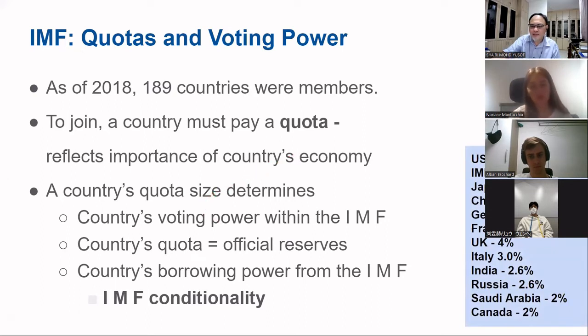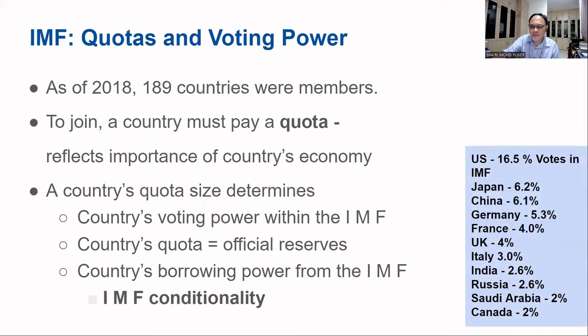So this is actually the quotas, okay? So the quotas. For example, currently US holds 16.5%. So they have a lot of say. Japan 6.2%, China 6%, and so on. So these are the quotas that are actually held by all the important countries in the world.